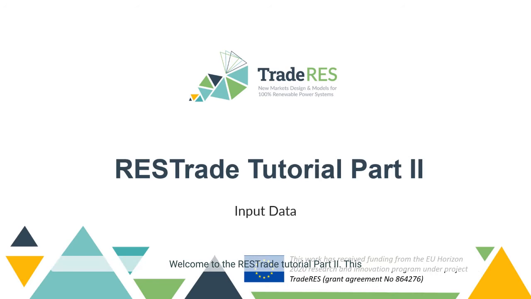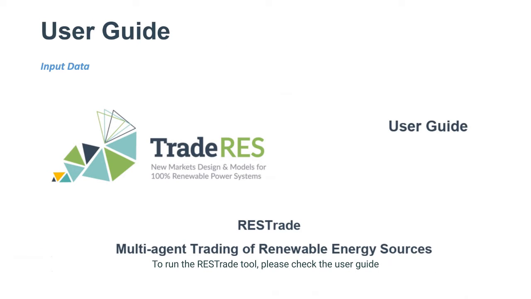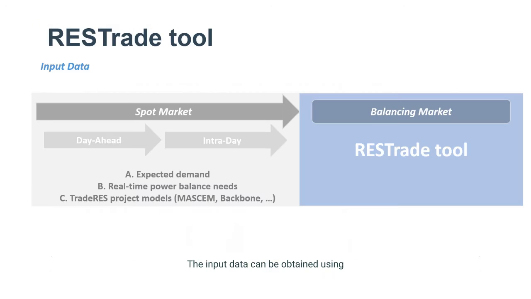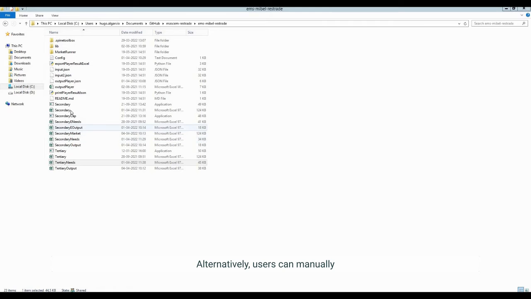Welcome to the RESTrade tutorial part 2. This part focuses on the required input data to run the RESTrade tool. Please check the user guide to see a detailed description of the required data. The input data can be obtained using other tools of the Traders project. Alternatively, users can manually edit the files needed.